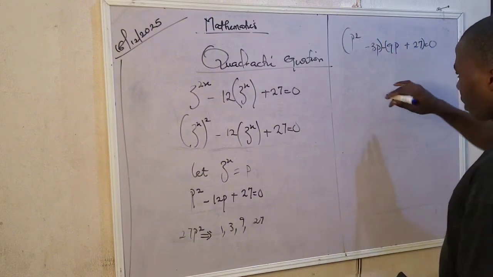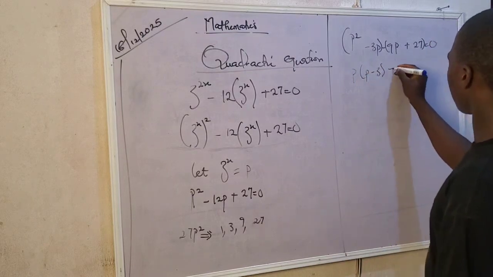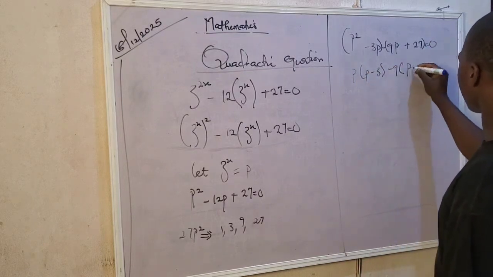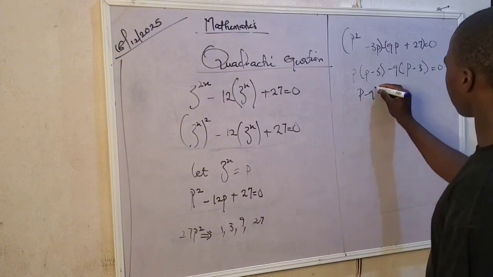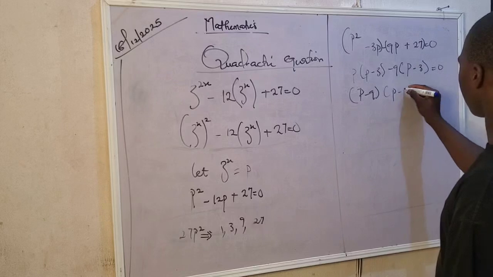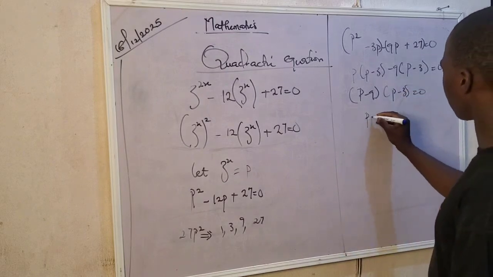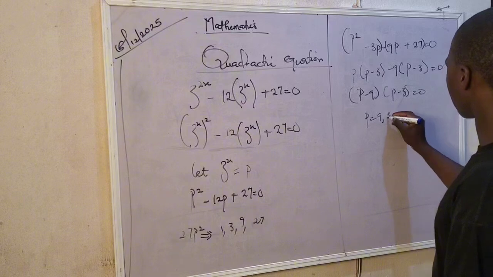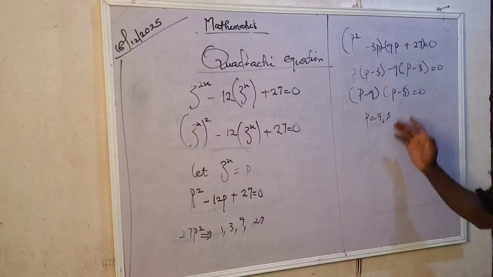So what are we going to do here? Factorize. P out here, p minus 3, and minus 9 here. This gives p minus 3 equals 0, and p minus 9 equals 0. Those are the two values of p now. P becomes 9 and 3. But are we looking for p? No. We're looking for the value of what?